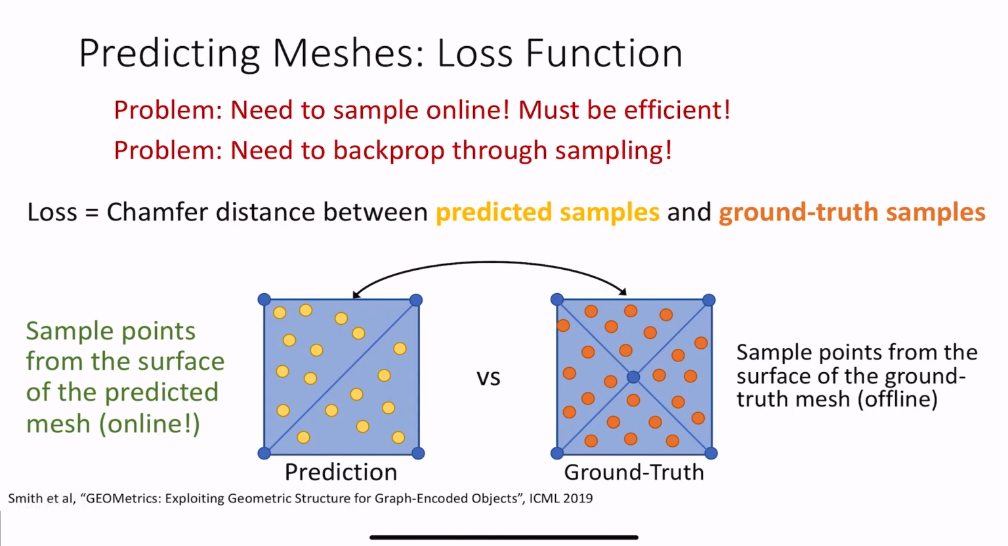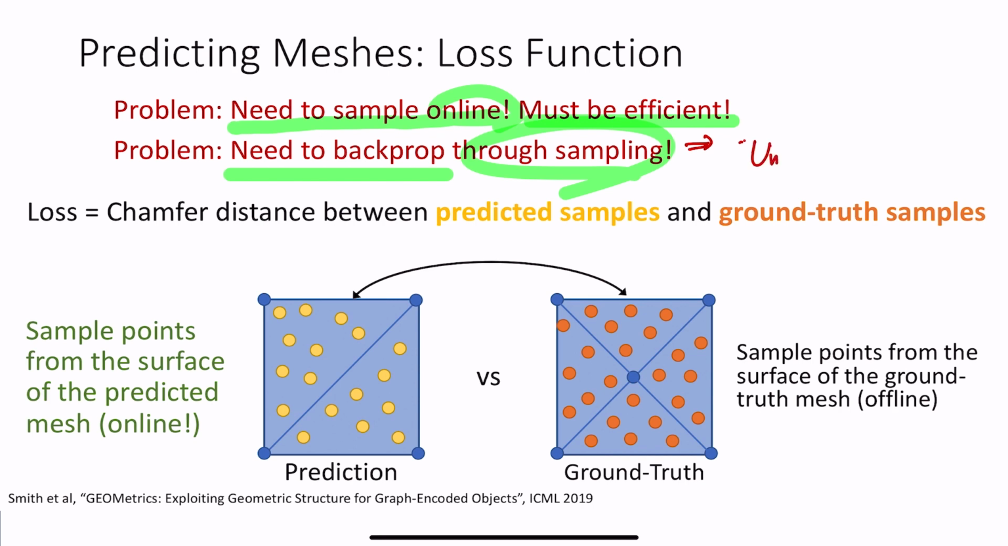The problem is you need to sample online, during the iteration, so it must be efficient. And it needs to backpropagate through the sampling, so maybe it's going to be unstable because it depends on the sampled points. It has some stochasticity during the training, but maybe this is a very straightforward way.